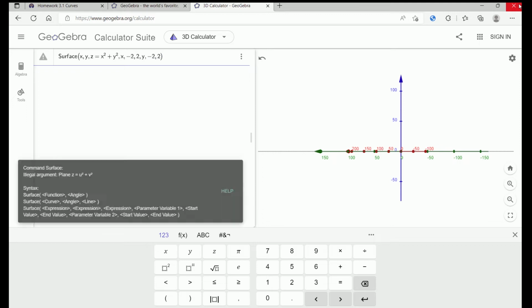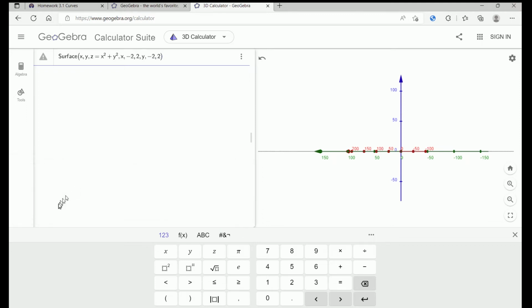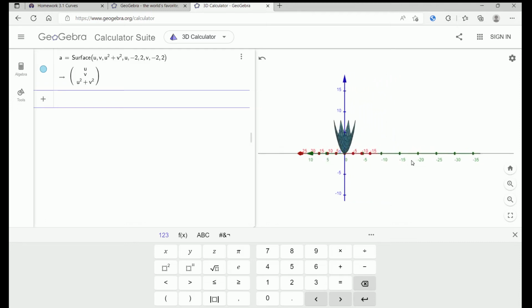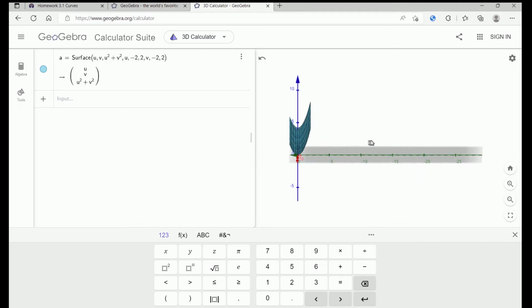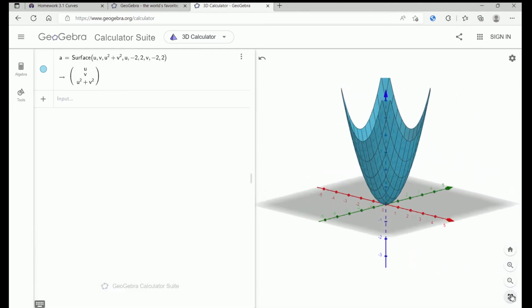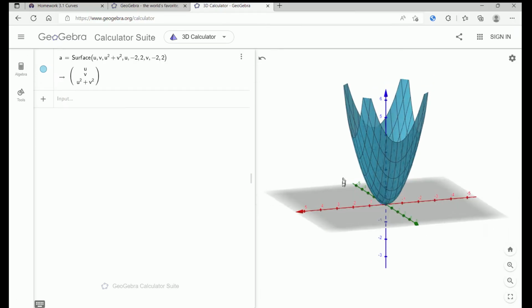And when I type all this, what happened? That did it wrong. X, Y, Z. Oh, yeah, you don't say Z equals. You just say what Z is equal to. Okay. Oops. I need to reset this graph somehow. Figure out how to do that. Okay. Not full screen. So there you go.